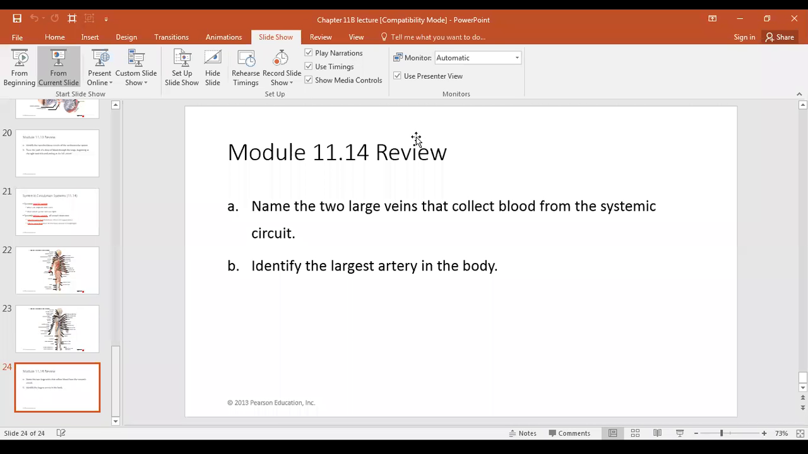So we're going to continue in the next unit and talk about these blood vessels and their branching. So we're going to actually identify some of these blood vessels. But for now, this part of this unit is done. And I will see you in chapter 11C.